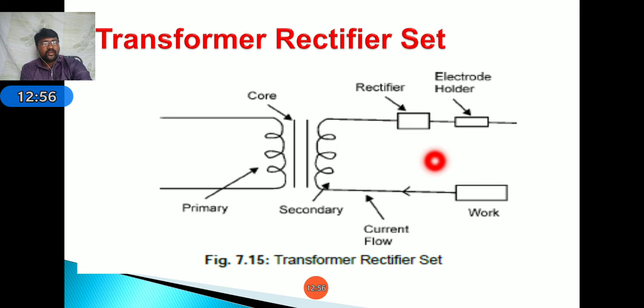Next, the rectifier and the electrode holder are connected to the rectifier. Next, the work cable is connected to the other cable. Like that, the electrons flow from the work to the electrode or from the electrode to the work, based on the polarity given.